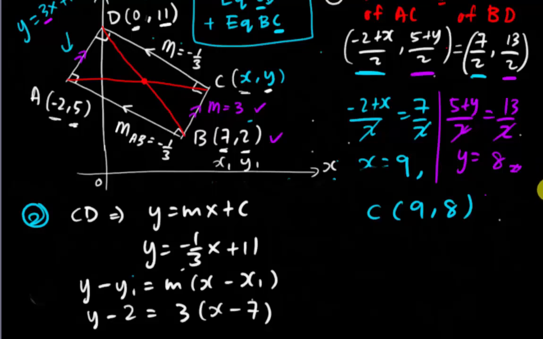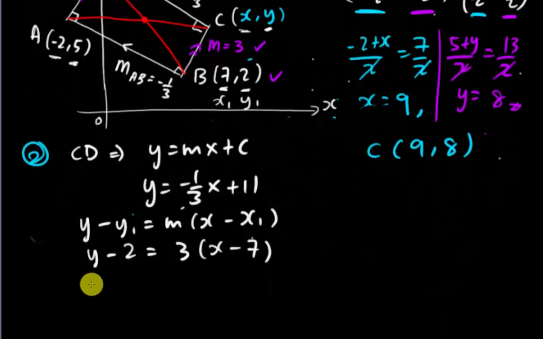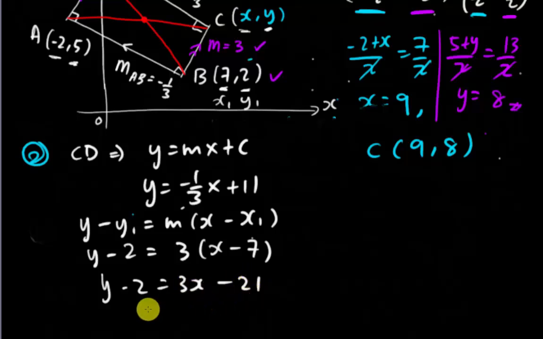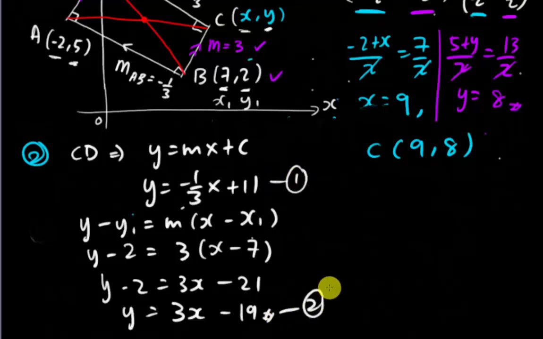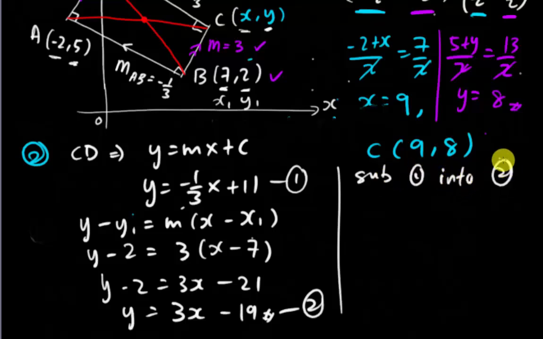Then I'm going to solve this one. I will get y minus 2 equals 3x minus 21. So y equals 3x minus 19. I move the -2 and it becomes +2. Then I will have this equation and a second equation. Then what I will do is substitute 1 into 2, and then solve it, to see whether I can get 9, 8 or not.